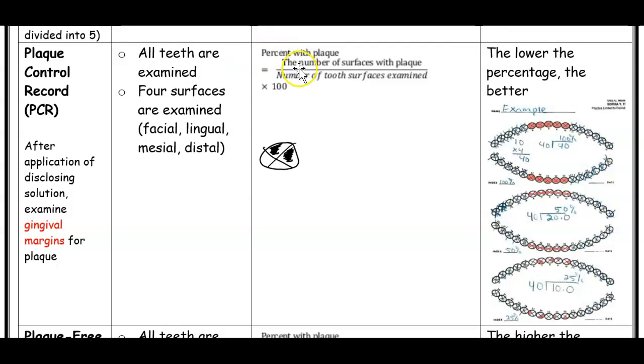What you do is you figure out the number of surfaces with plaque. Over here we see 4 plus another 4 plus another 4 plus another 4 plus another 4. So 4 times 5 is 20. And here 4 times 5 again is 20. So I saw 40 areas. You add up all surfaces with plaque, 4 plus 4 plus 4, and so on, and you should get 40. So the number of surfaces with plaque is 40.